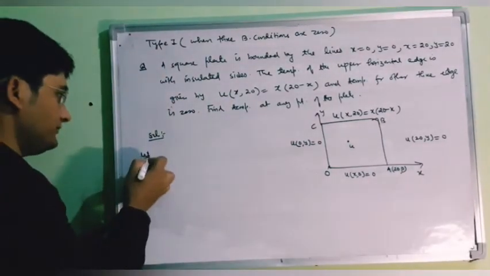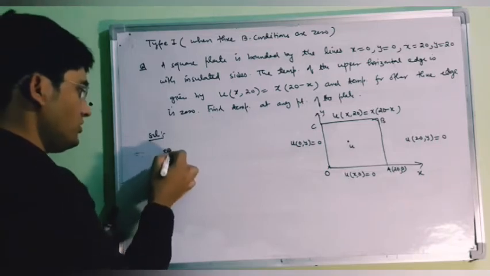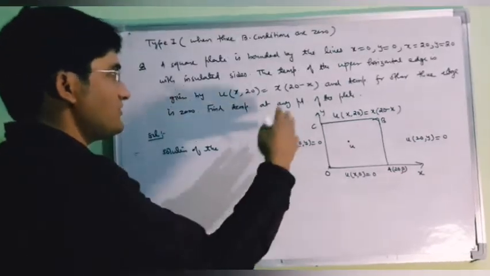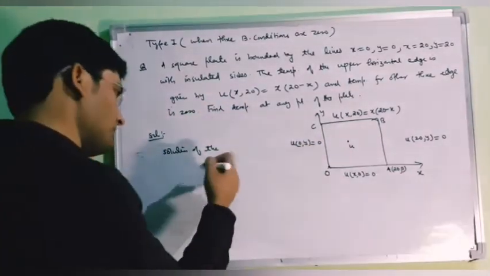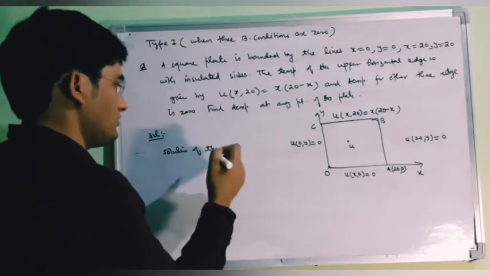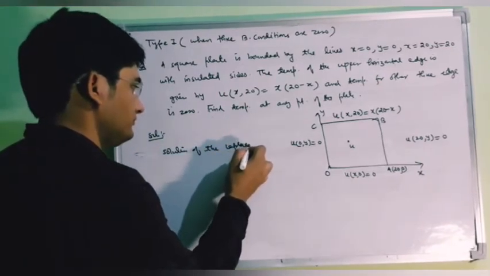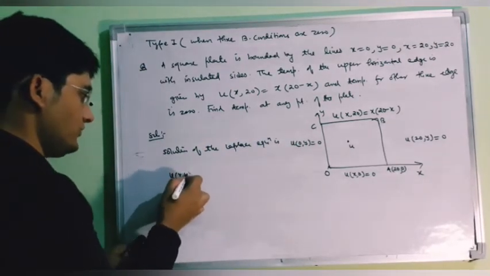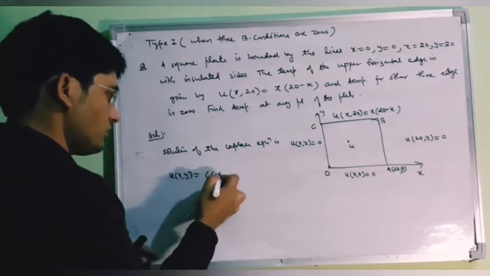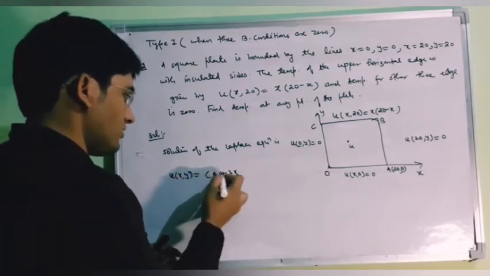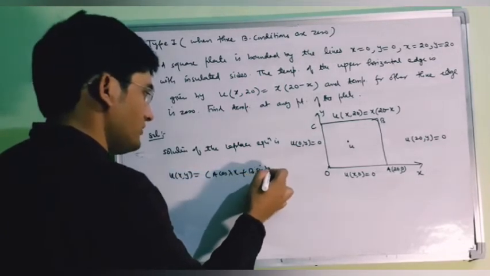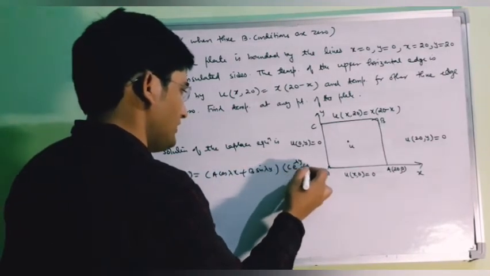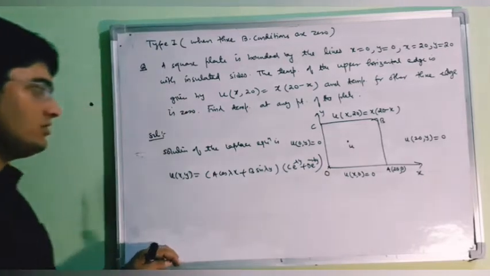So let us take the solution of the Laplace equation, that means the rectangular plate or square plate is given by the solution of the Laplace equation, which is u(x,y) equal to, this was your a cos lambda x plus b sin lambda x, that means the solution of case 2, and then c e to power lambda y and d e to power minus lambda y. So this is your solution.